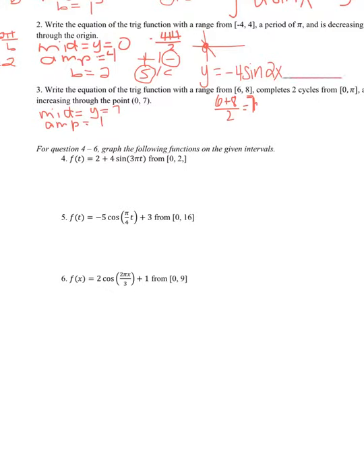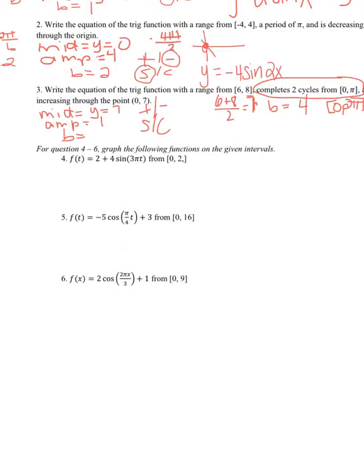This completes 2 cycles from 0 to pi. The b value is from 0 until 2 pi. How many cycles? So if it has 2 cycles from 0 to pi, it's going to have 4 cycles from 0 to 2 pi. So you can do it like that. Or you can think that the period is 1 cycle, so the period would be pi over 2, and then you could cross multiply like we were before. So b is equal to 4.